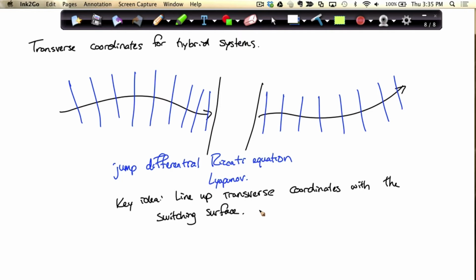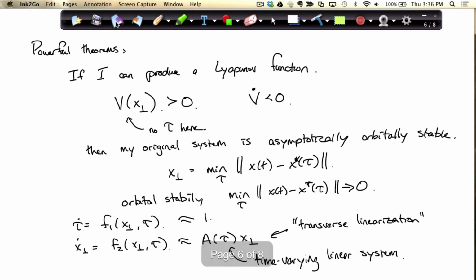Yes? I have a question. Okay, I think I can do that. And the definition of x perp, the max transverse. Is that supposed to take the value of the distance, or is it supposed to be the norm?